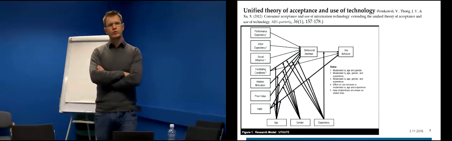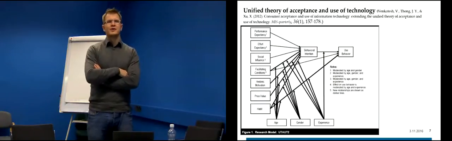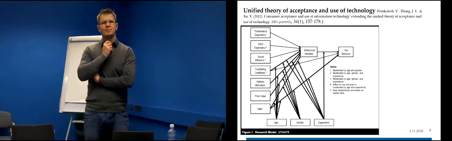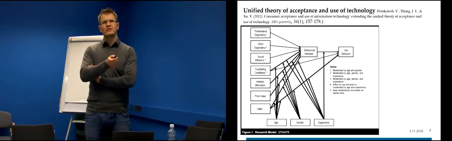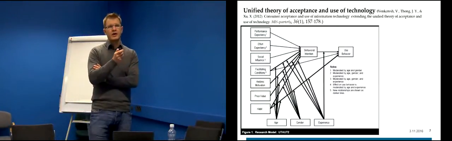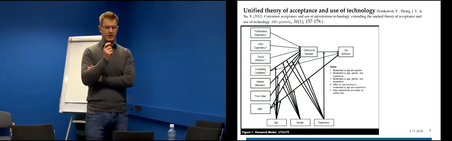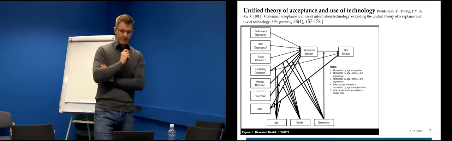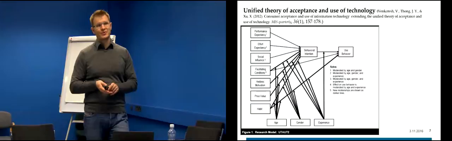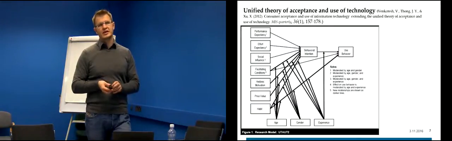So it's the UTAUT2 model, a very nice model that basically, again, tries to explain why we are using certain kind of technology and why we are not. There are very familiar elements for us in this picture when you are looking at it. Behavioral intention, again, affects the use behavior. Then there's performance expectancy.